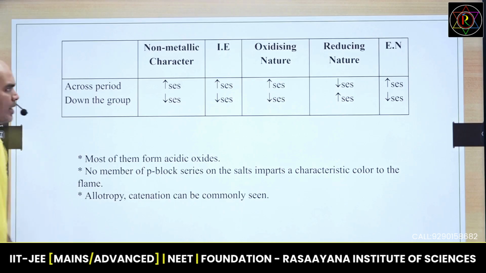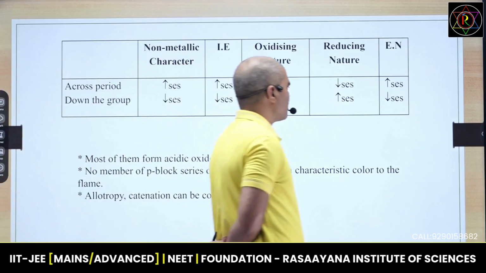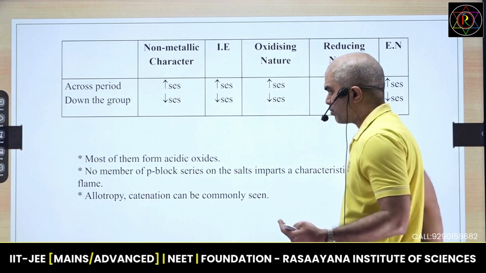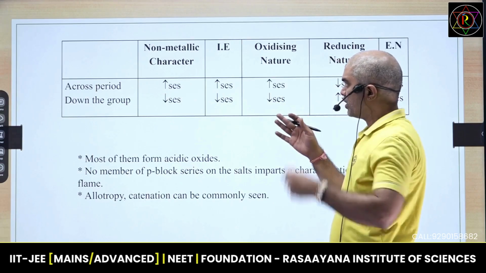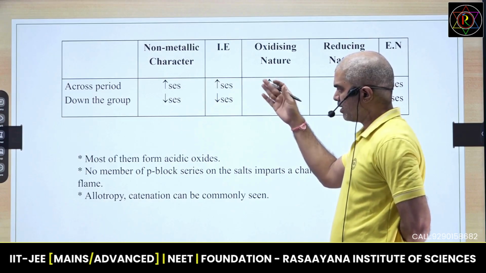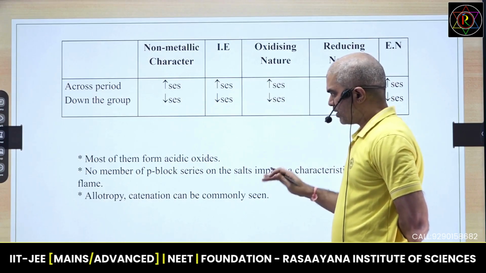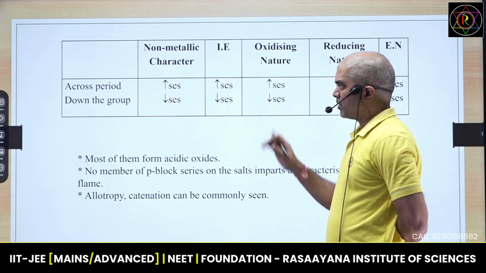So let us look at the general trend. This trend we will be seeing when we move on to the next type of classification also, across the period and down the group, what is happening to non-metallic character. This separately we'll see. So I'm not stressing on this.